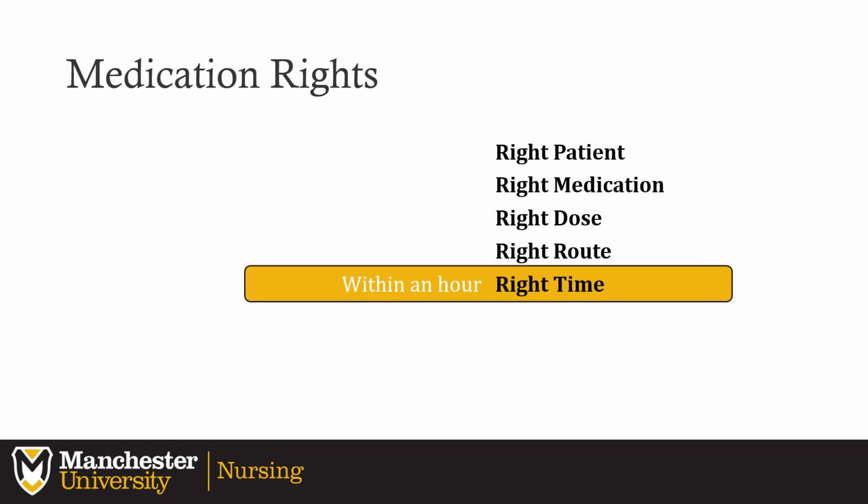We want to give the medication at the right time. Generally, in the acute care setting or long-term care setting, the guidelines state to give the medication within an hour of its ordered time. So a medication that's for 9 a.m. could be given from 8 a.m. to 10 a.m. to fulfill the requirements of being given at the right time.